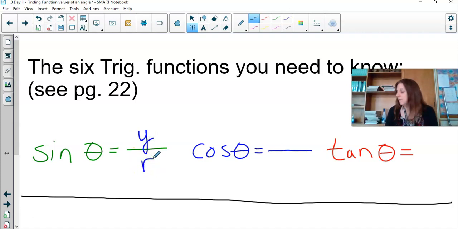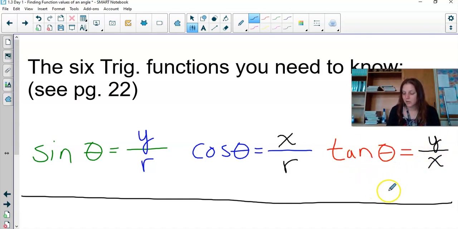The cosine, in order to get the cosine, you put together sides X and R. Tangent is always going to be the Y over the X. And the other thing that it says in your book is that for the tangent, X can never equal 0. If it does, it's going to be undefined. So this X value can never equal 0. R will never be 0 anyways, so you don't have to include that in that one.